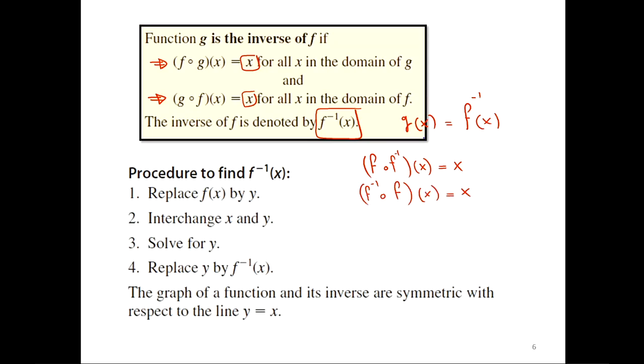Okay? Now, how can we find the inverse? Before that, any function that has an inverse must be 1 to 1.